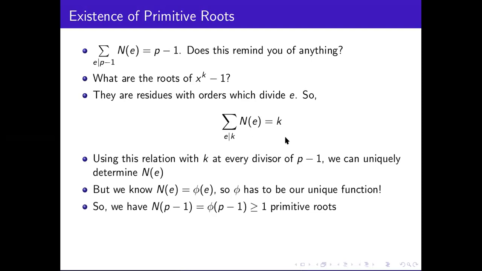So now we're done. All the primitive roots are part of the set n(p minus 1). And we know that n(p minus 1) is equal to phi of p minus 1, which of course is at least 1. So we have at least one primitive root. In fact, we have phi of p minus 1 primitive roots. So that completes the proof.